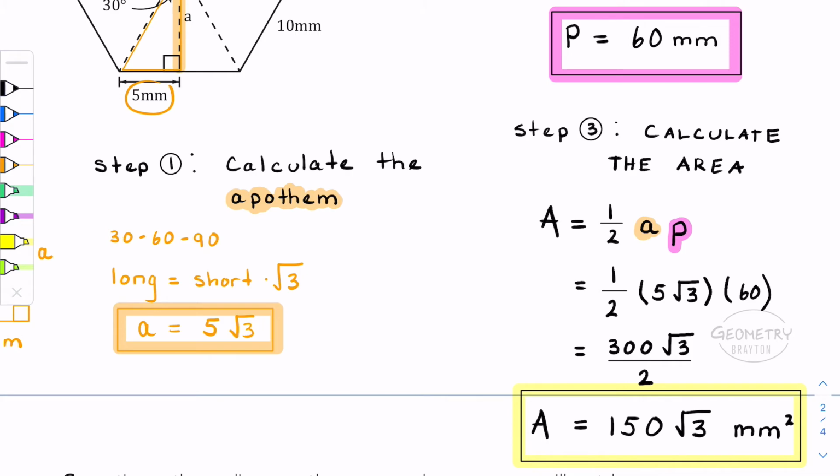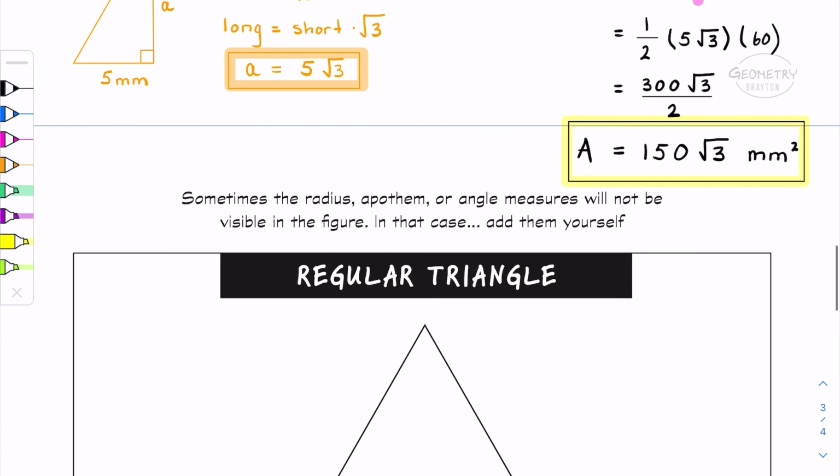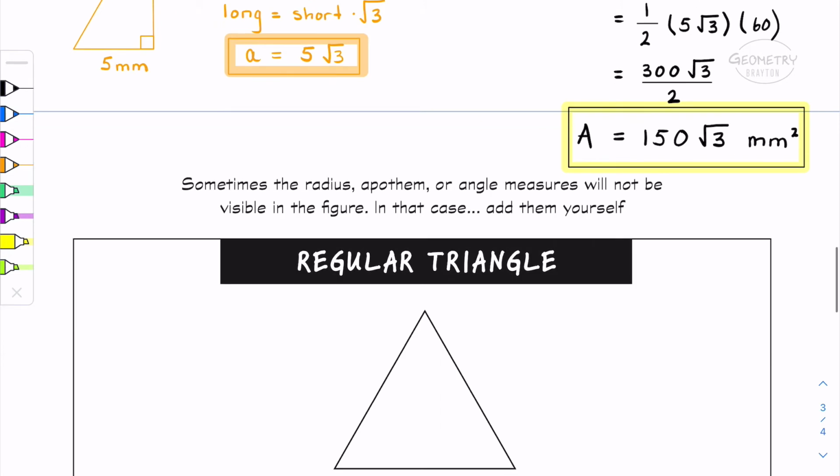Okay, for the last two parts of the note sheet, I want you to be working on these by yourself. I am going to complete them so you can come back to the video and watch me go through them, but it's important that you work your way through these on your own. If we read the top of the second page, it says sometimes the radius, apothem, or angle measures will not be visible in the figure. In that case, you need to add them yourself.